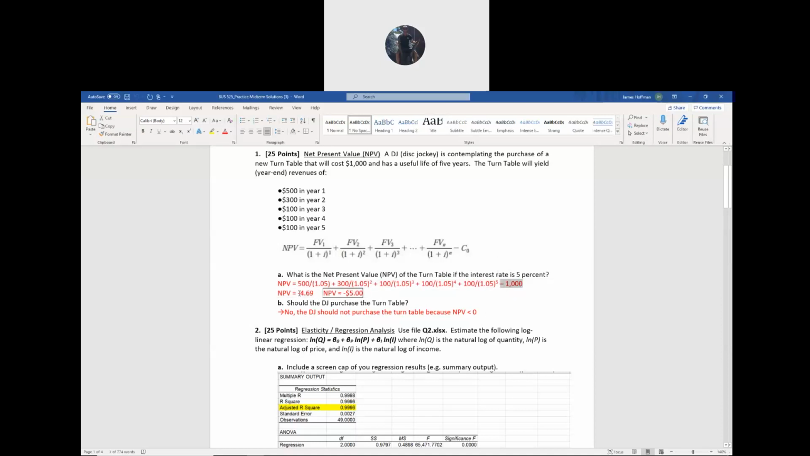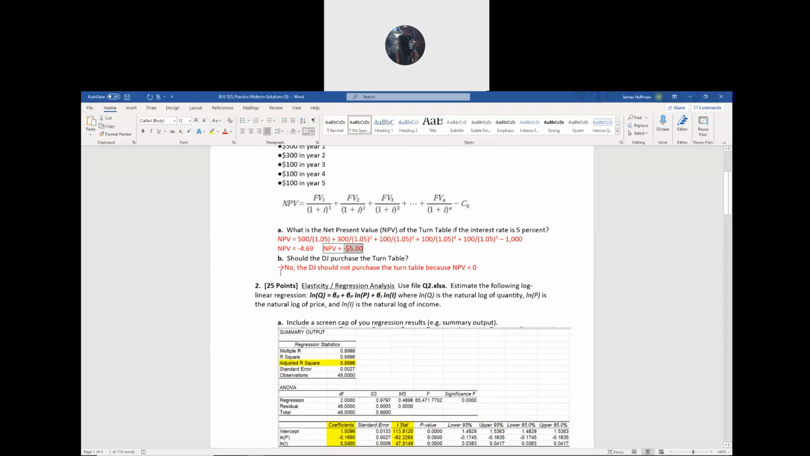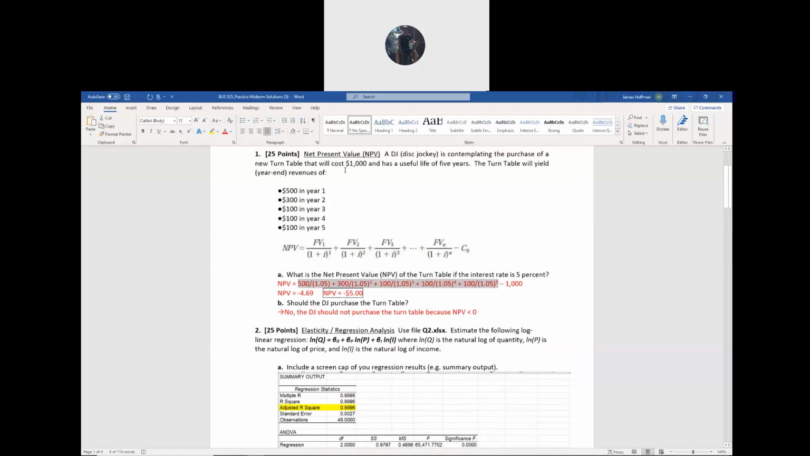Minus that is something like negative $4.69, or about negative $5. And so it was close, but given the outcome, the turntable wasn't worth the investment, and so the DJ shouldn't purchase the turntable because the net return on the investment was calculated to be negative, in this case, negative $5. So all of this didn't give us enough to cover the cost of buying it for $1,000. Okay?